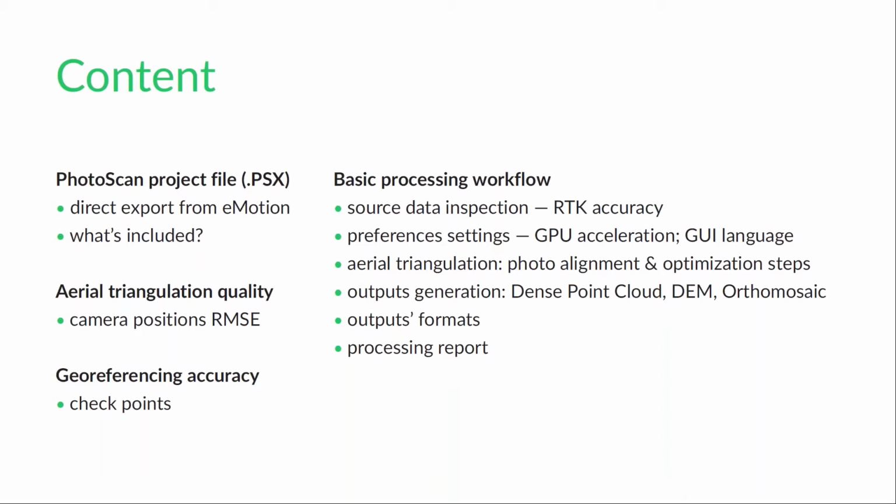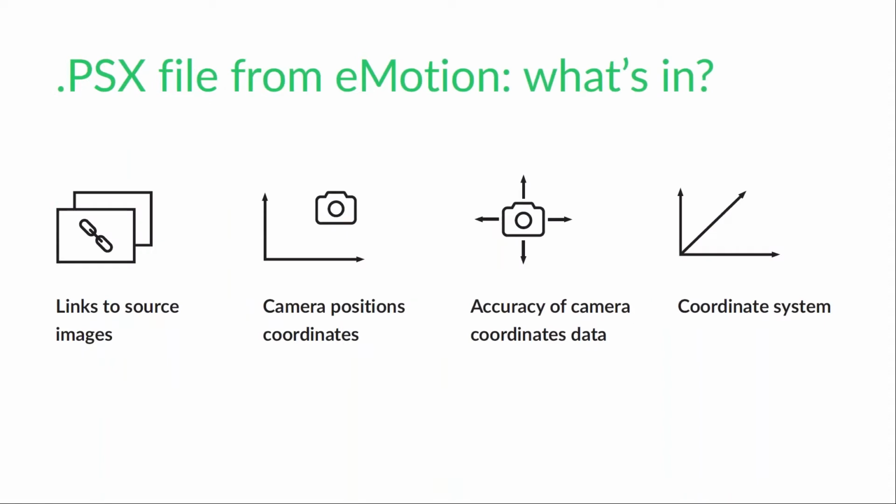A PSX file, what is it? Actually, PhotoScan software uses project concept to manipulate the data relevant to one dataset. Thus, a PSX file which you can export from eMotion is an initial file which allows you to start the processing workflow in PhotoScan. It already has all the survey data needed for aerial triangulation and spatial reconstruction of the scene. Those are source images, camera positions, accuracy information, as well as coordinate system indication.